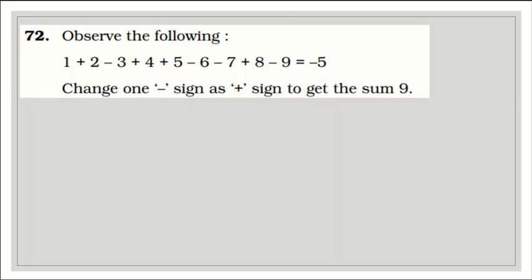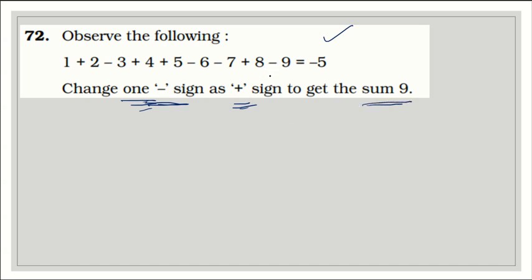Now coming to question number 72. In question number 72, we are given some integers whose sum is minus 5. Now it's a riddle. In this riddle, you are given a chance to change one and only one minus sign into a positive sign, that is, a plus sign. But you have to get the sum as 9.